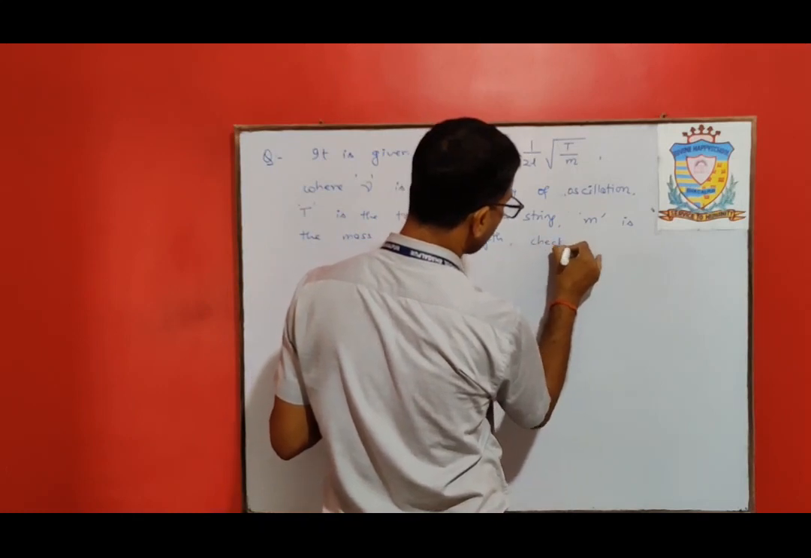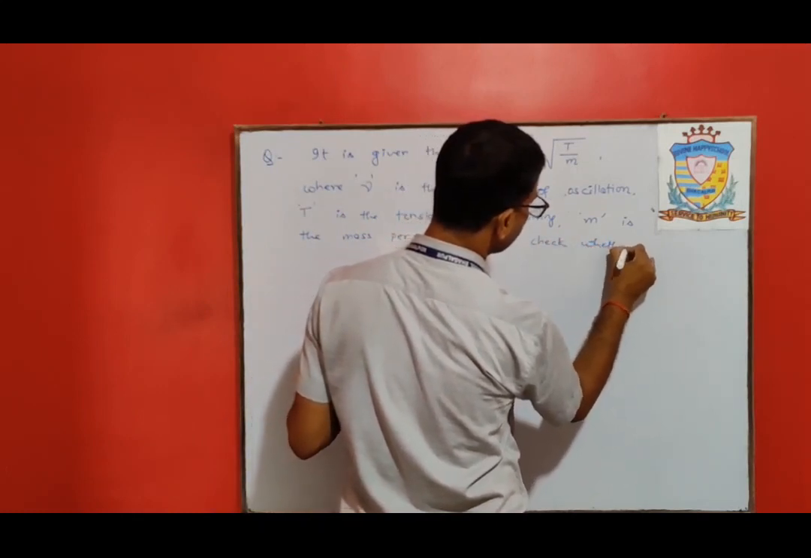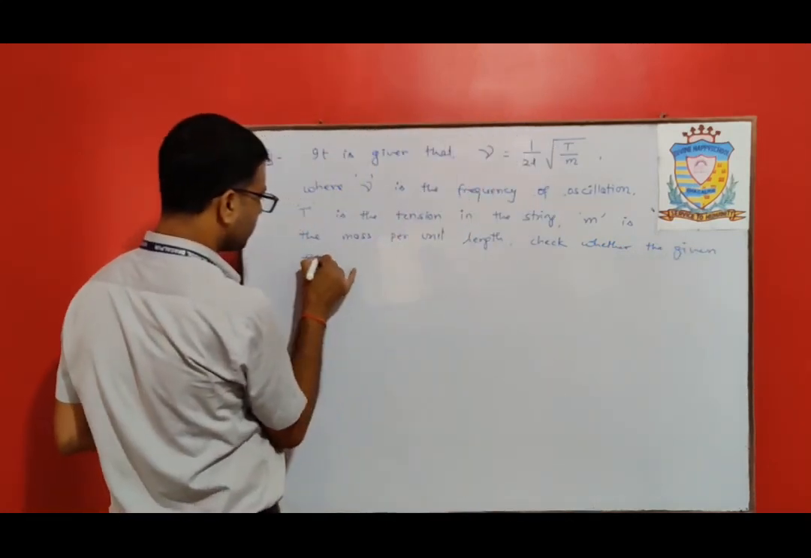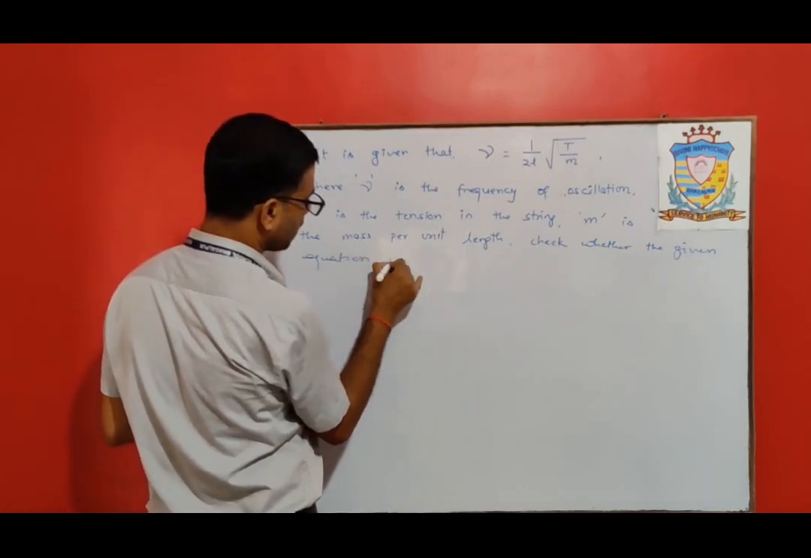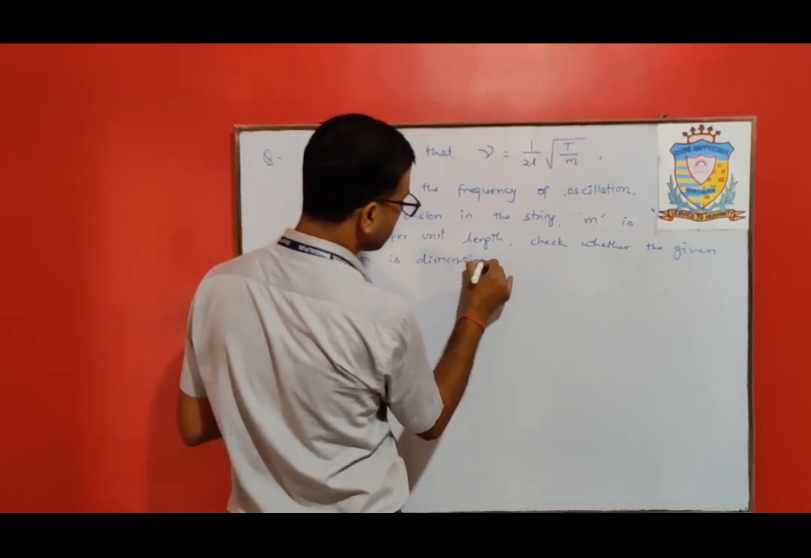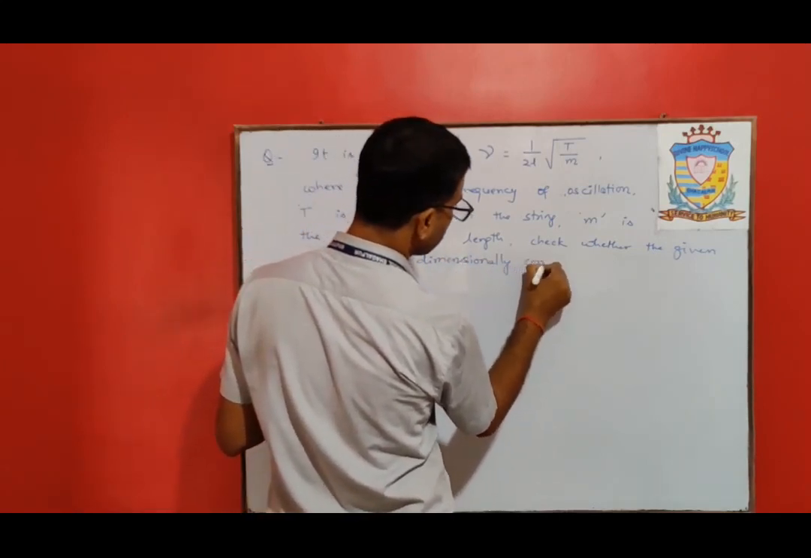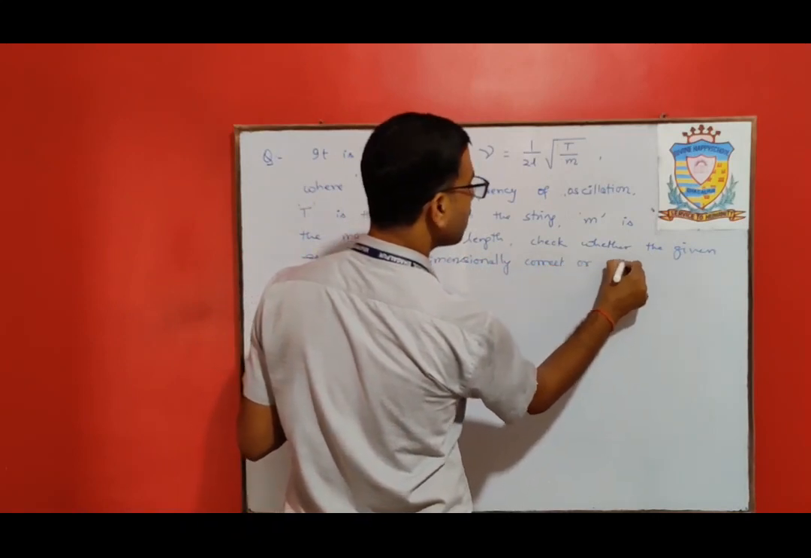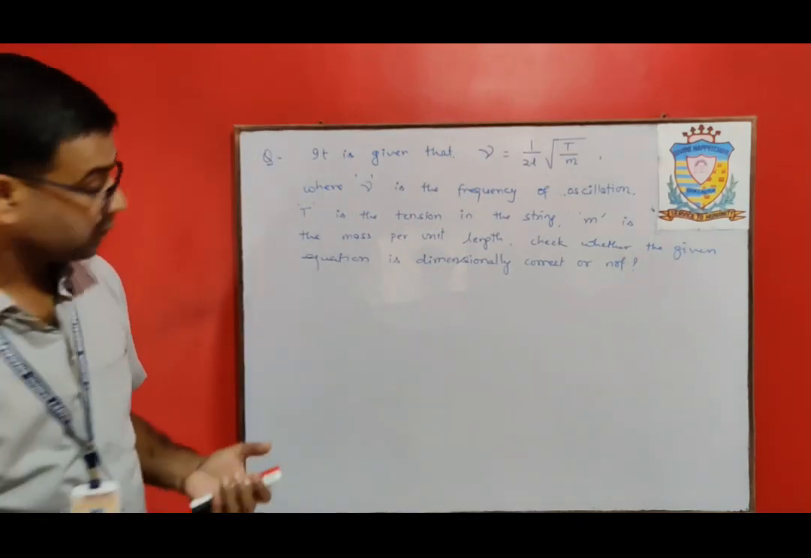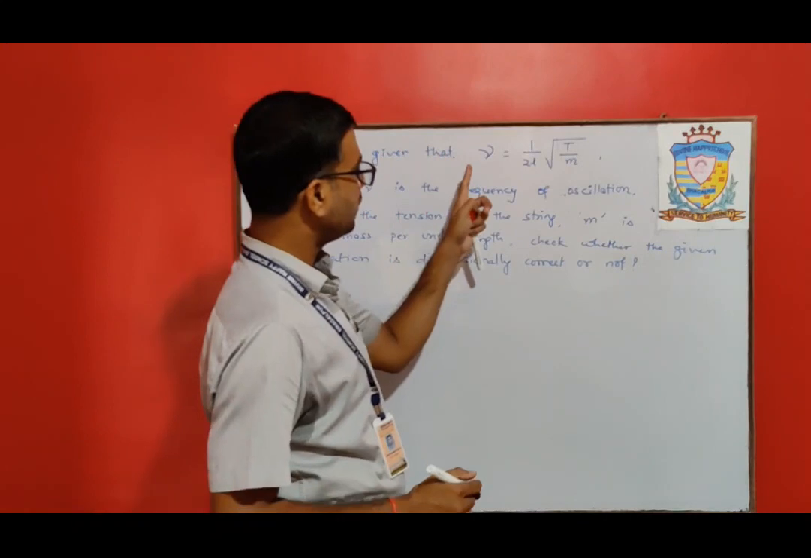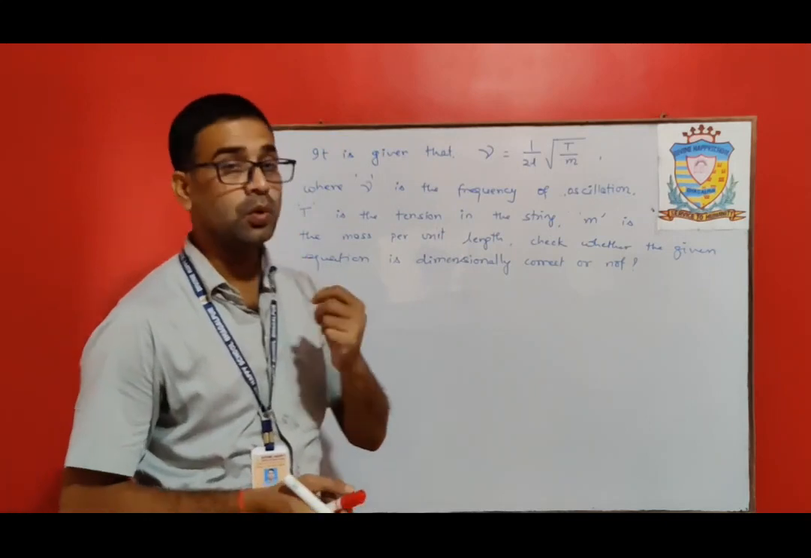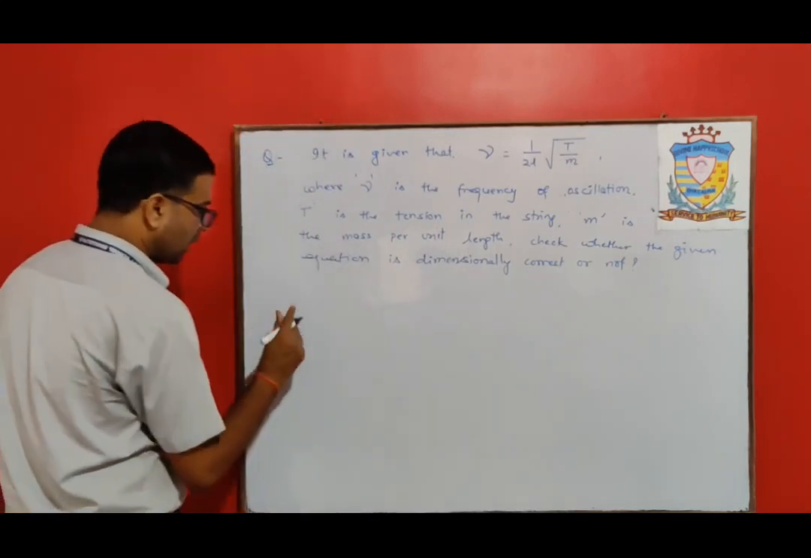Check whether the given equation is dimensionally correct or not. Clear? So we have a formula nu is equal to 1 upon 2L under root T by M. Here nu is the frequency. Clear? So in the LHS side we have nu.